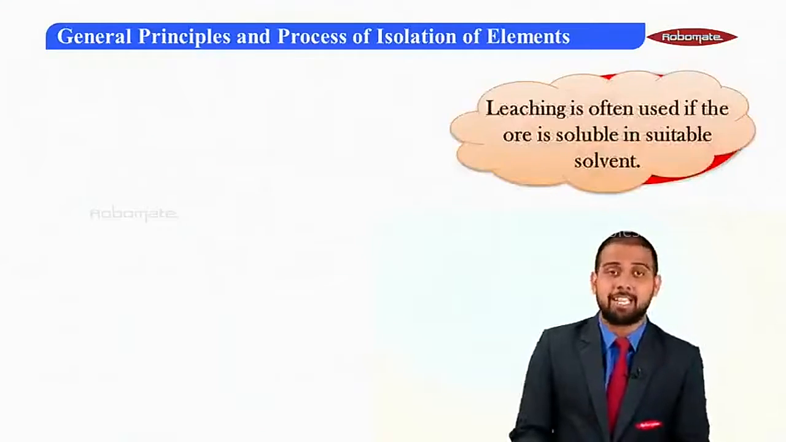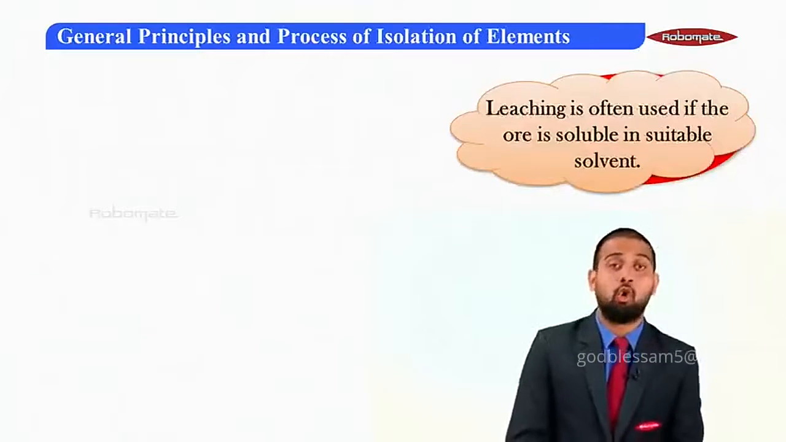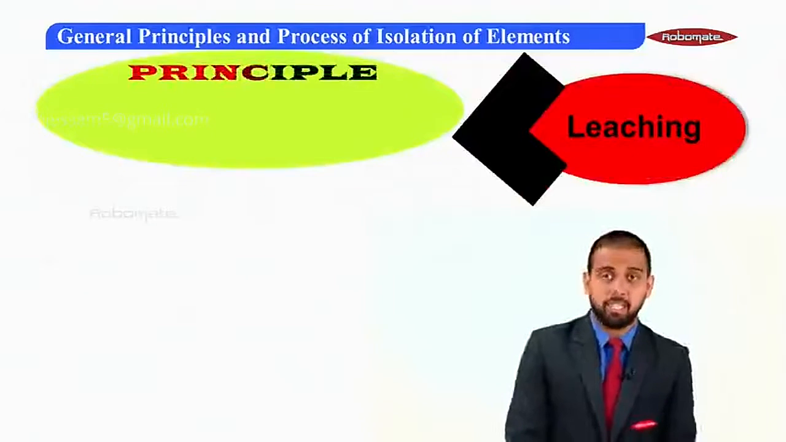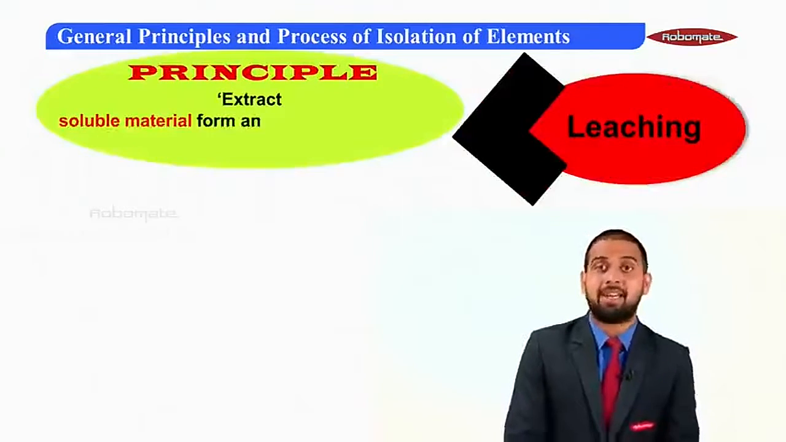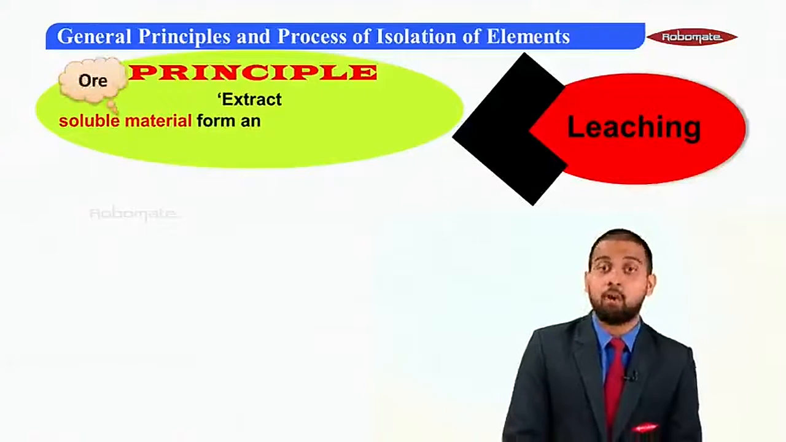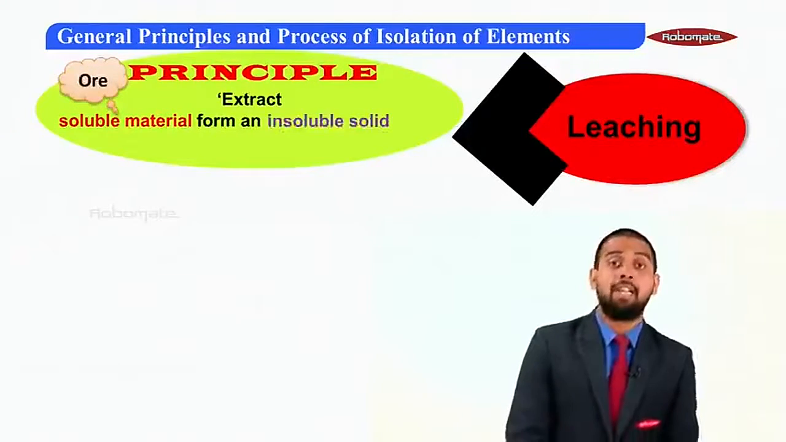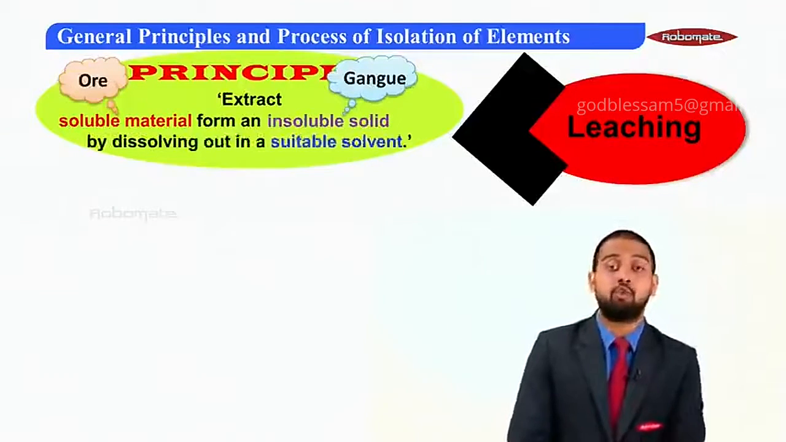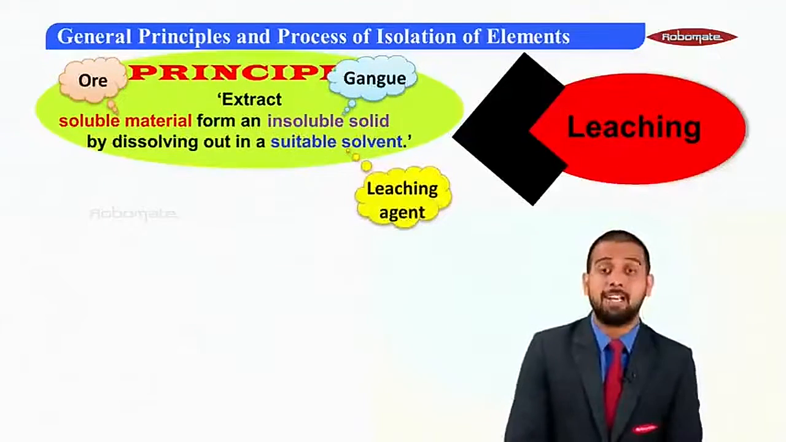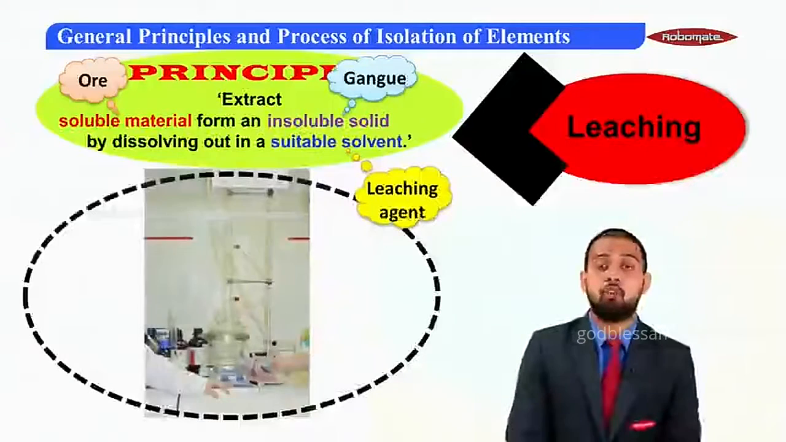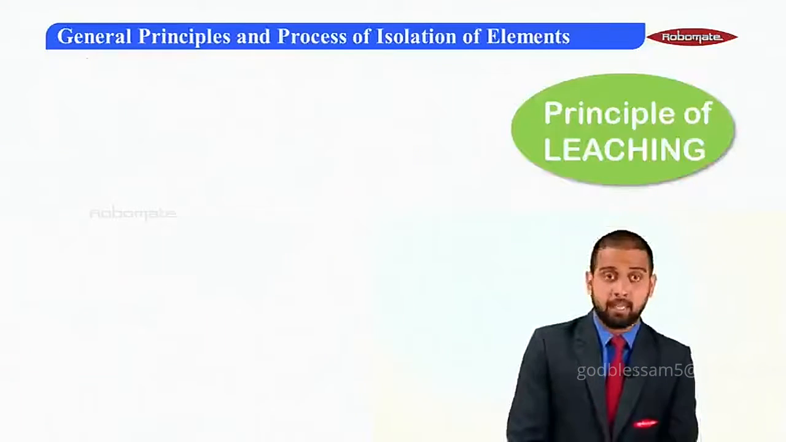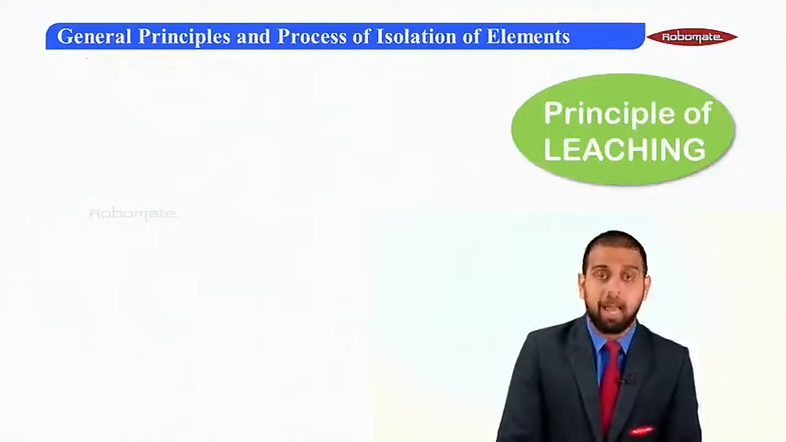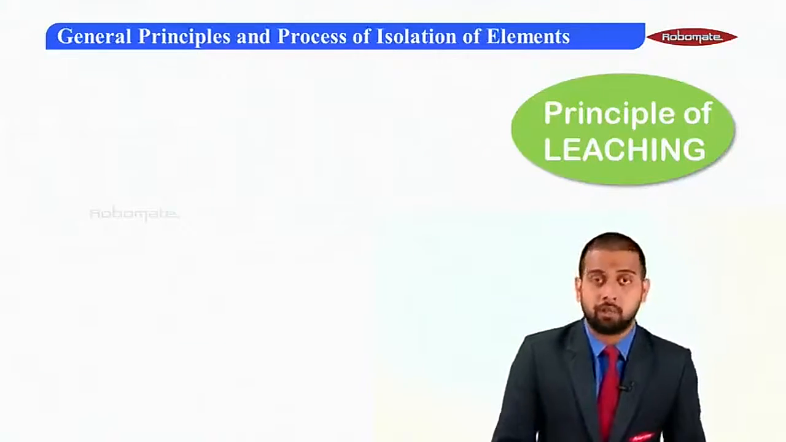So leaching is the technique which can be used only when the ore is soluble in a suitable solvent. So the principle is this: we are going to extract a soluble material, meaning an ore or a metal compound, from an insoluble solid, meaning gangue or impurities, by dissolving them in a suitable solvent, which is what we call a leaching agent, and this is a normal laboratory technique. And as I told you, this entire leaching can be used only for gold, silver and aluminium. Let us understand the principle of leaching again.